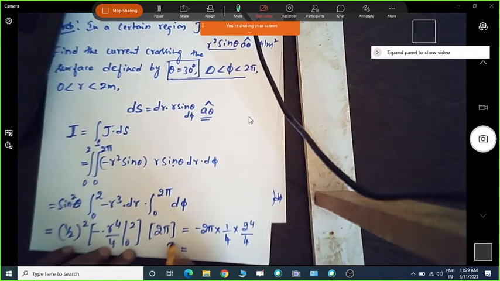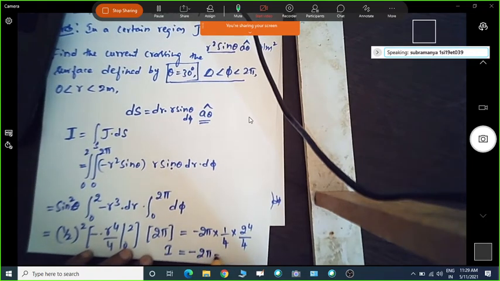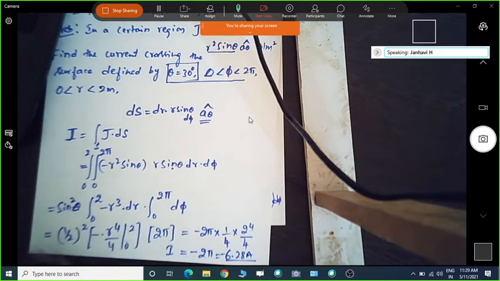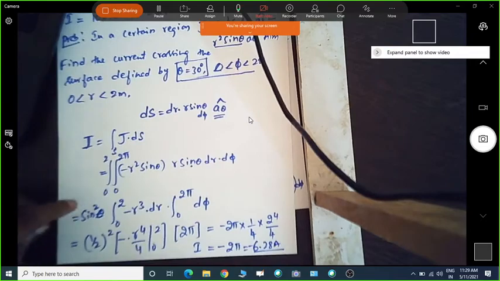So now find out the current, which is equal to 2 pi, sir. 2 pi means 6.28. 6.28 amperes, minus 6.28 amperes. So this is what we are going to get.